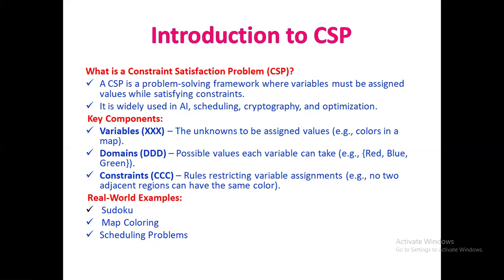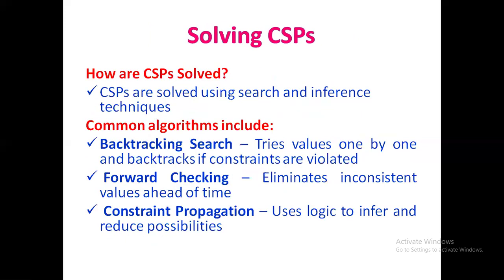Some real world examples of CSPs include Sudoku, map coloring problems, and scheduling tasks, where efficient solutions are required to meet constraints effectively. And how to solve CSPs? How are CSPs or constraint satisfaction problems solved? CSPs are solved using various search algorithms and inference techniques that ensure constraints are met while exploring possible solutions efficiently.